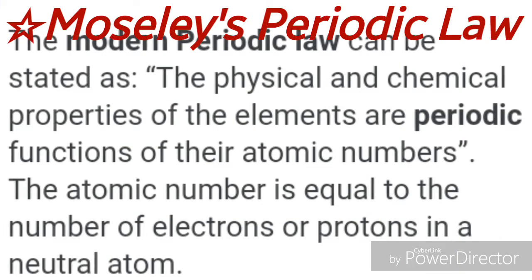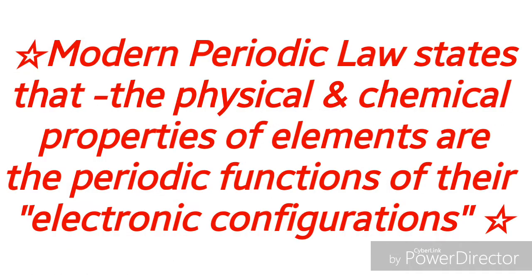Moseley's periodic law states that the physical and chemical properties of the elements are periodic functions of their atomic numbers. This is Moseley's periodic law. The modern periodic law says that the physical and chemical properties of elements are periodic functions of their electronic configurations. Students, this difference you have to keep in mind.